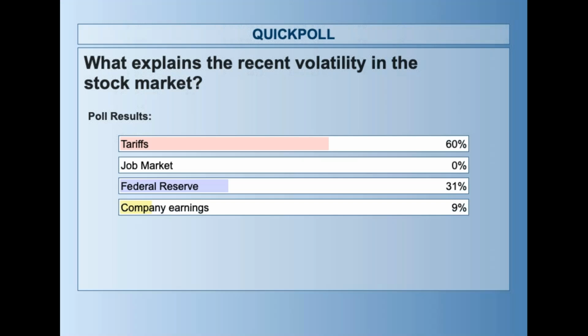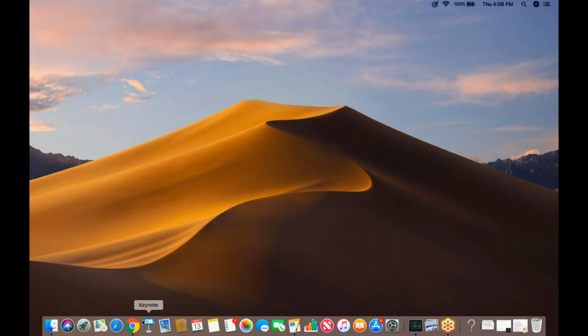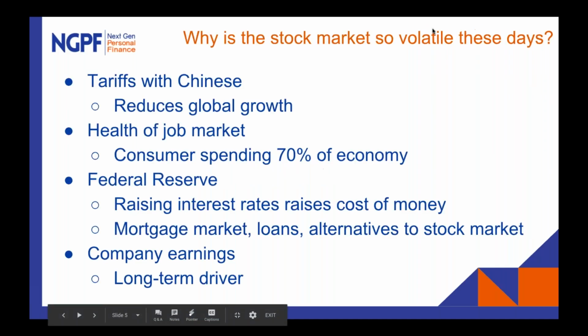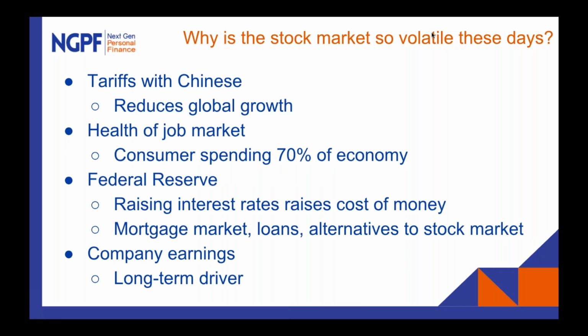Here are the results. So overwhelming majority said tariffs, number 1, Federal Reserve, number 2, company earnings, and nobody said job market. So let's take a look at the slides to see which of those answers is right. Well, it was kind of a trick question. Depending on which day of the week you're reading the Wall Street Journal, it could be any of those reasons.